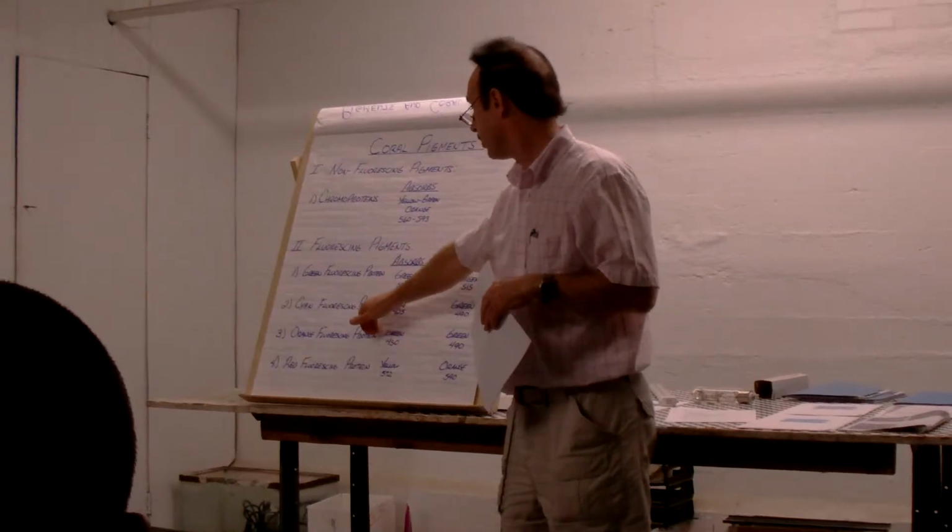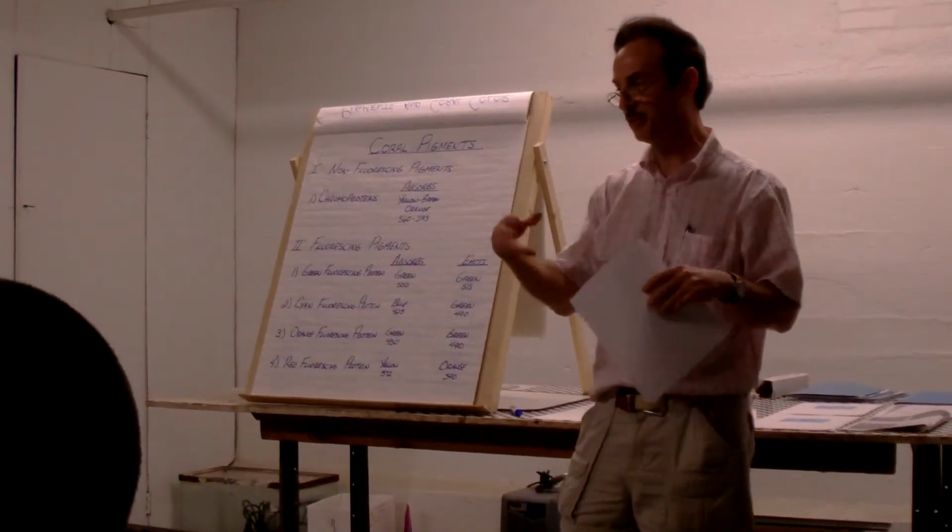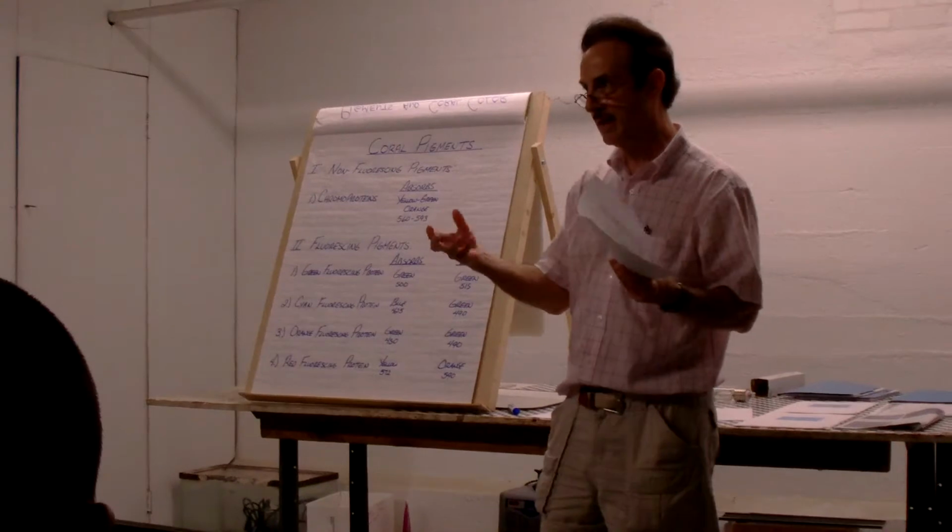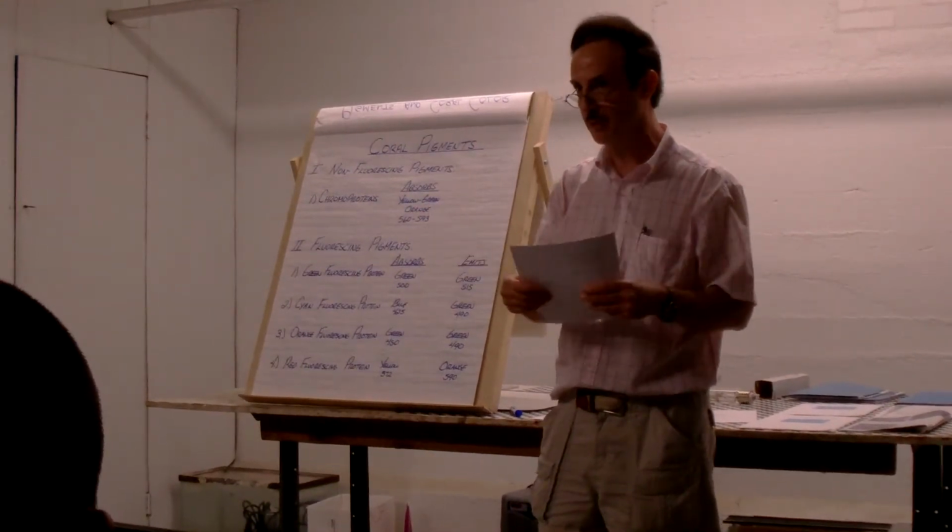The cyan fluorescent proteins and the green fluorescent proteins are very common. That's why when they're put under blue light, they tend to fluoresce. They get that bright green color to them.